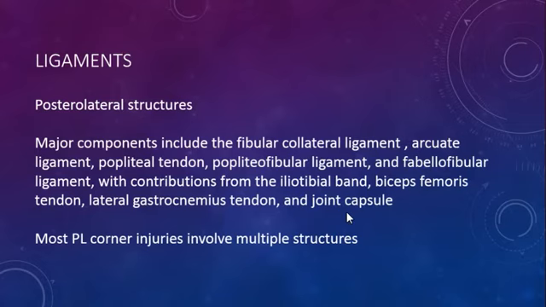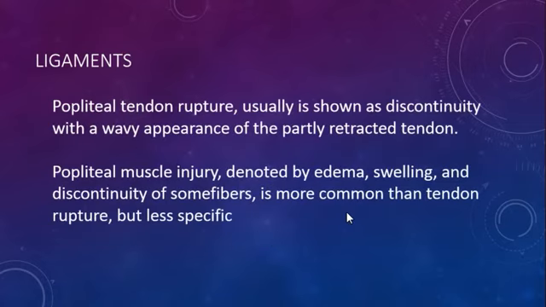However, I want to just focus on one of them, which is the popliteus muscle. We have both muscle rupture or injury and popliteal tendon rupture or injury. The muscle injury is more common, presents with edema and swelling and discontinuity, but it is less specific, while tendon rupture is usually shown as discontinuity with a wavy appearance of a partly retracted tendon. So the muscle is more likely to rupture than the tendon.